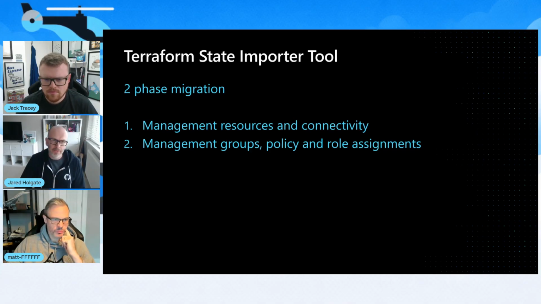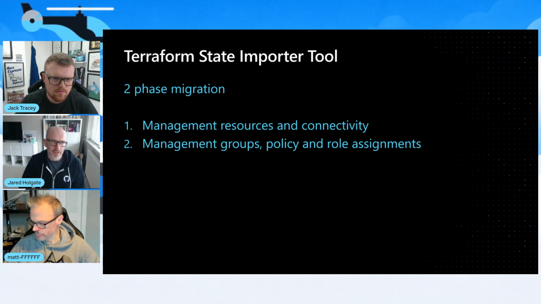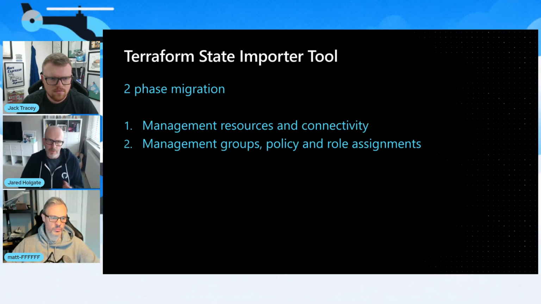And then after you've done that, if you want to, it's optional, you can also import the state for your management groups and policies and role assignments. So anything that's at management group scope is the second stage. We do it separately, and we do one before the other just because we found that works best. It avoids any confusion about what you're doing and minimizes the size of the thing you've got to check as well, which can be quite significant sometimes.